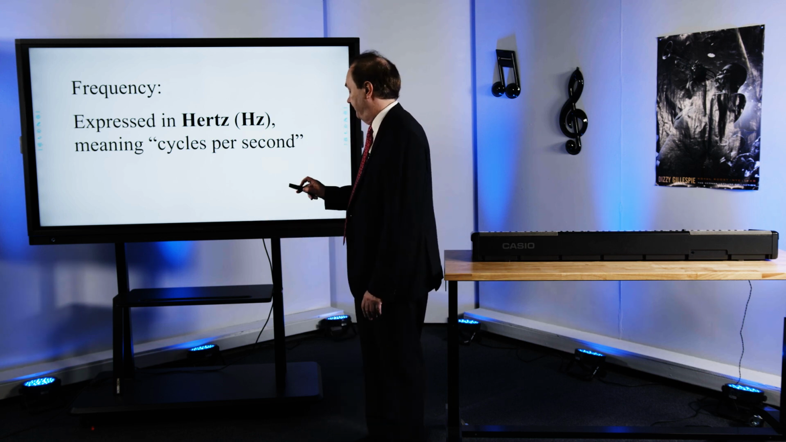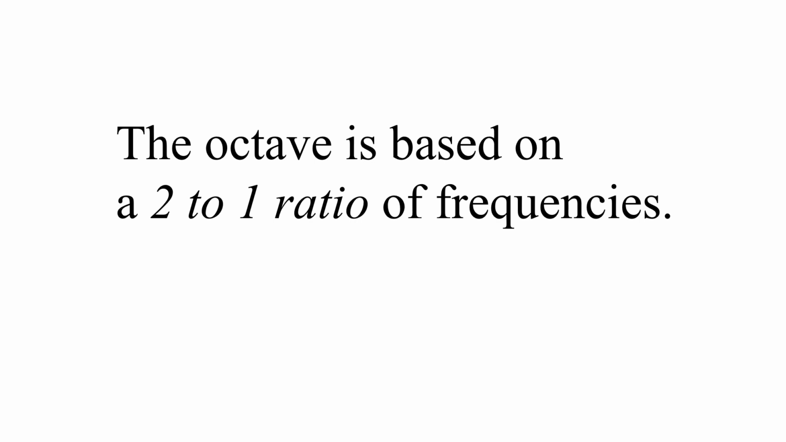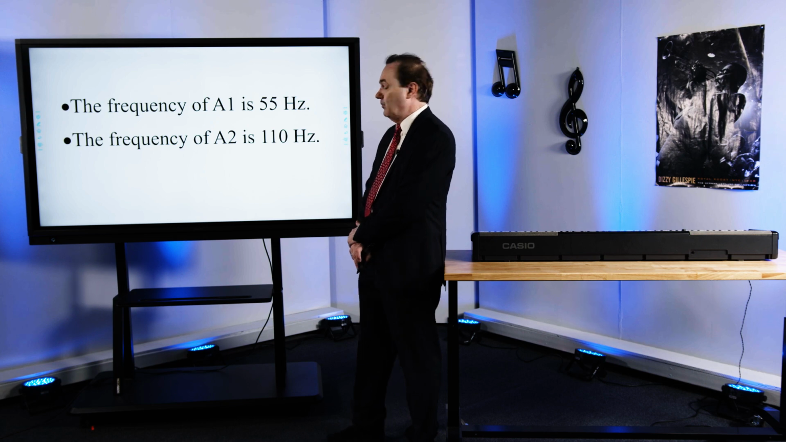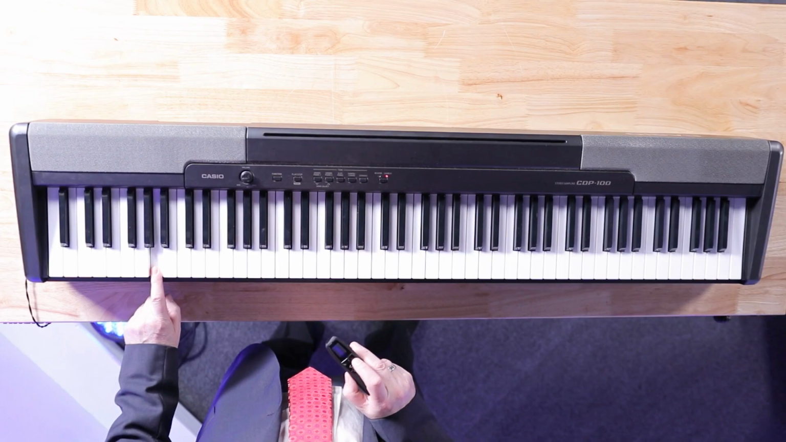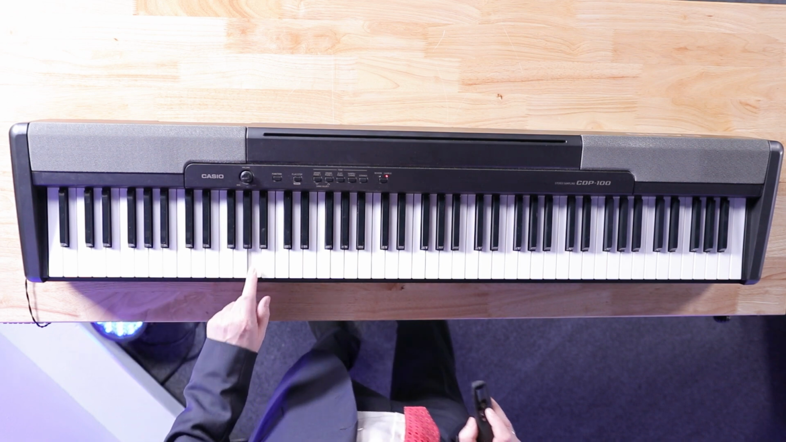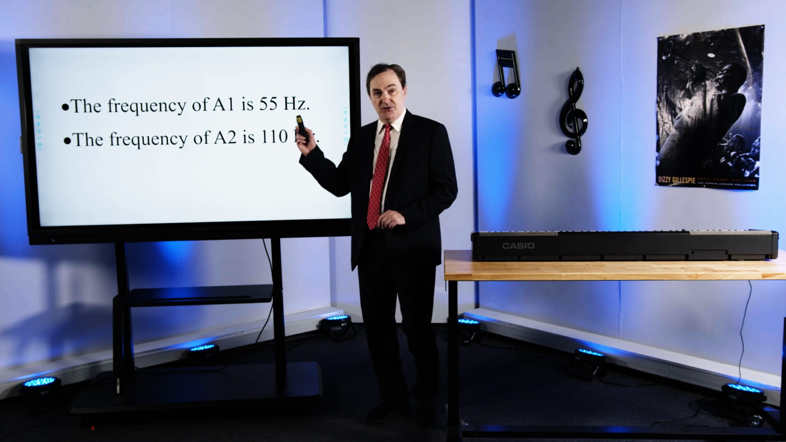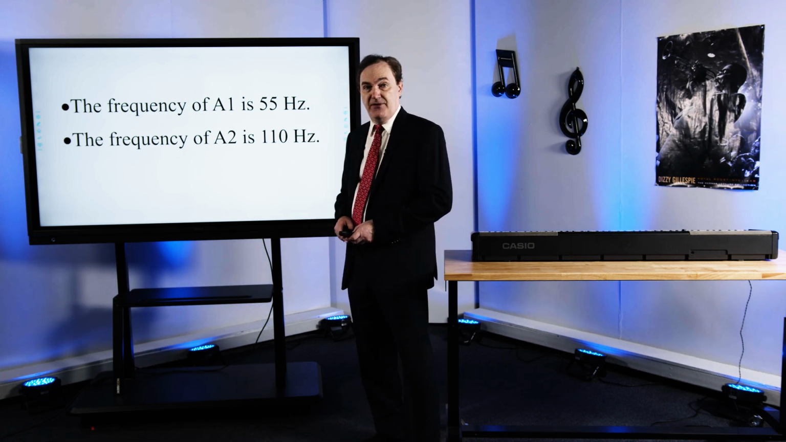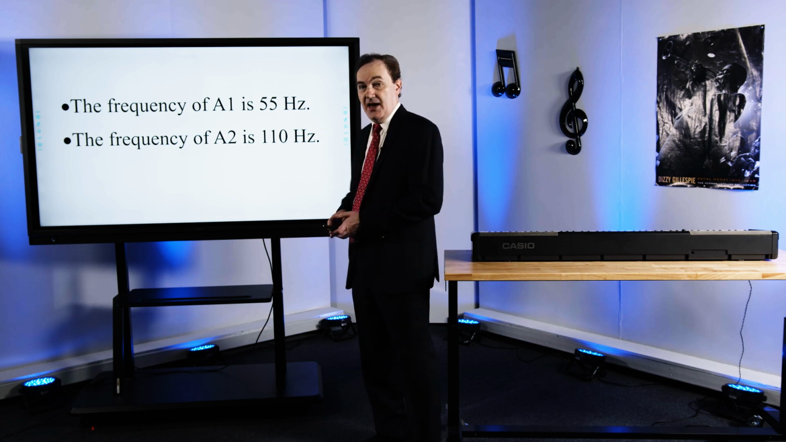500 hertz. When two notes are an octave apart, their frequencies are in a 2-to-1 ratio. The frequency of the higher note is twice that of the lower note. The frequency of the lower note is half that of the higher note. So for example, the frequency of A1, that would be this note, is 55 hertz. The frequency of A2, which is this note, is 110 hertz. So we see there's a 2-to-1 ratio between these frequencies. 110 is twice 55, and conversely, 55 is half of 110.